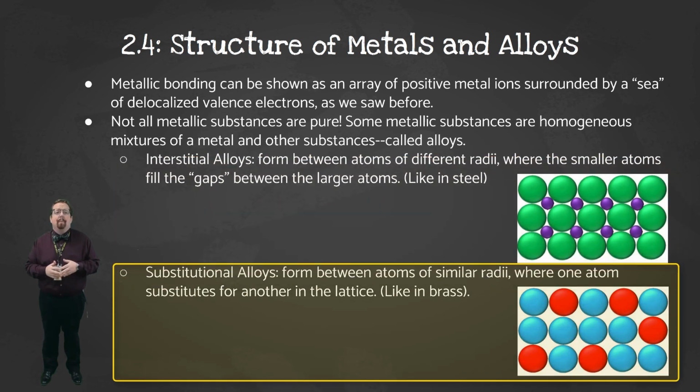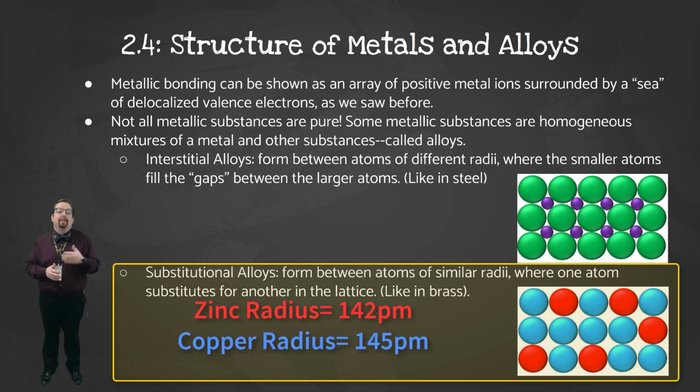Substitutional alloys are formed between atoms of similar radii, where one atom will just substitute itself for another atom in the lattice, like in brass. Brass is a mixture of zinc and copper, approximately 142 picometers and 145 picometers respectively.